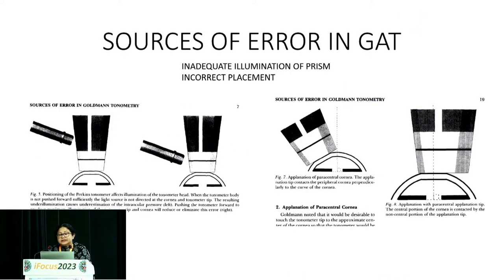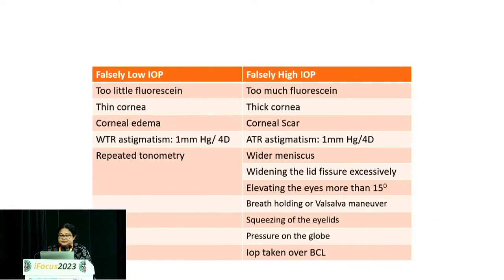Then there are other sources of error. If the tip is not exposed properly or illumination is inadequate, you can get incorrect readings. Also when the tonometer tip is not lying directly on the center of the cornea, or is paracentral in position, you will have inaccurate readings.